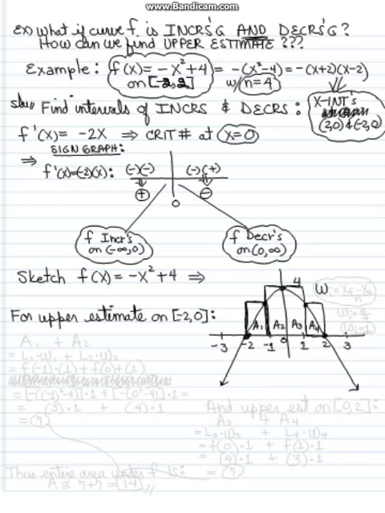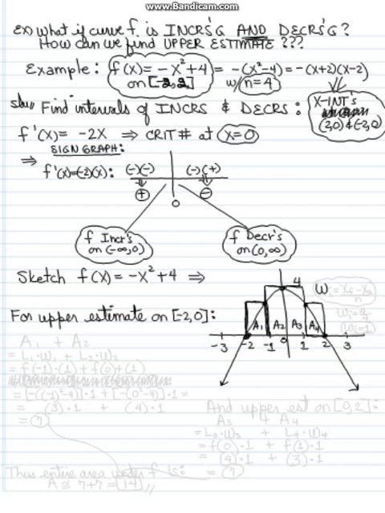Well, we know that if you have an increasing function, if you're asked to find the upper estimate for an increasing function, you would find the area of each of the n different rectangles in the Riemann sum. But for the actual length of the rectangle, you would consider in an increasing function the right endpoint. And the opposite would be true if it were a decreasing function.